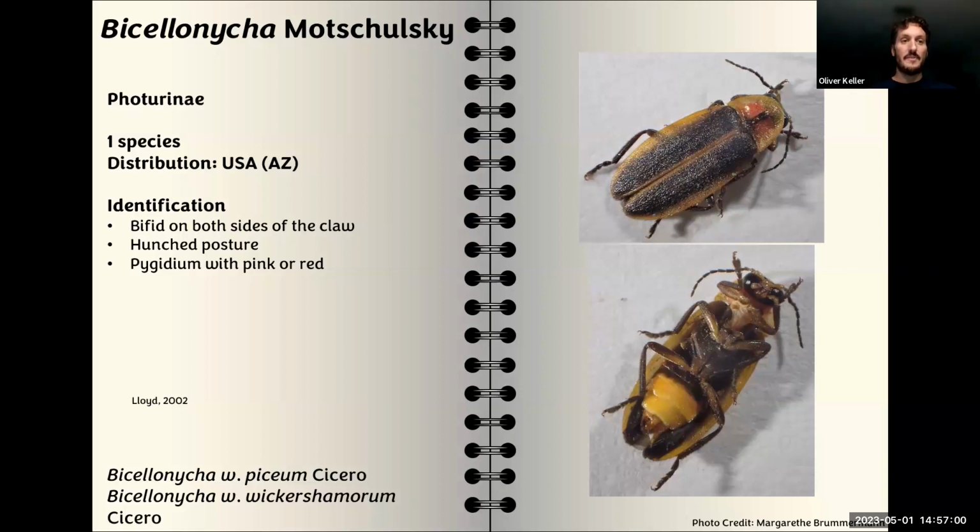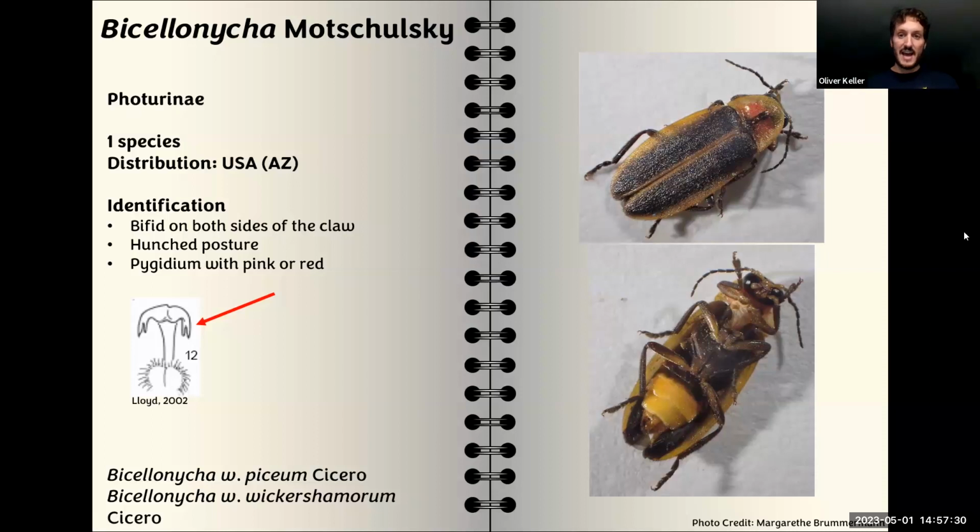So if you catch this, a good way to identify it is to look at the claws. The claws are bifid. So if you look at each of the claws on each leg, they are split on both sides. That's the best character to differentiate this from any of the other genera we have in the US, and especially from Photuris, which is the most closely related genus we have in the US.